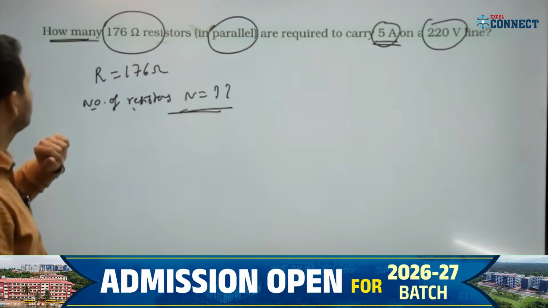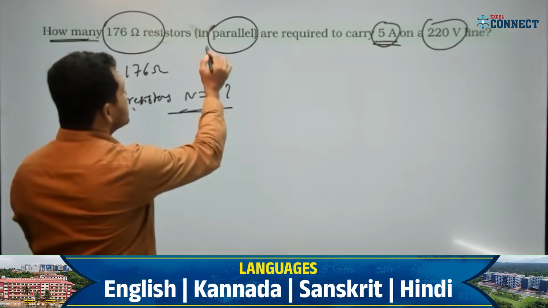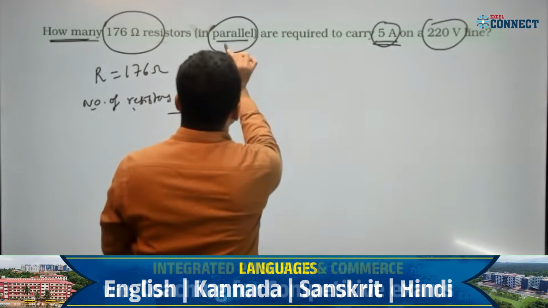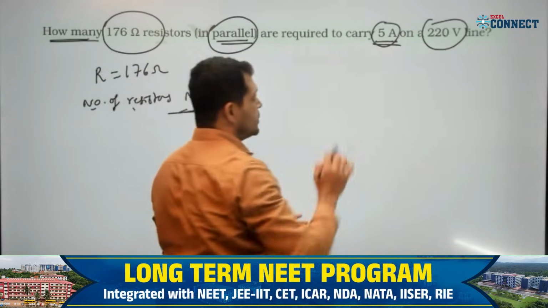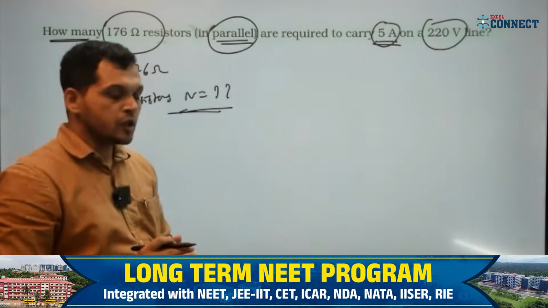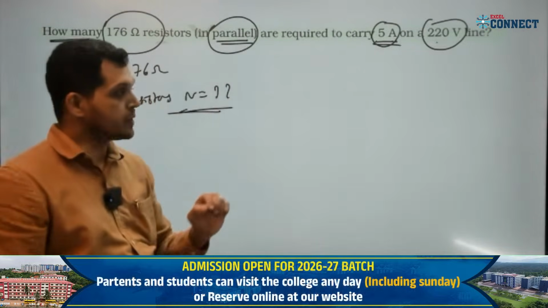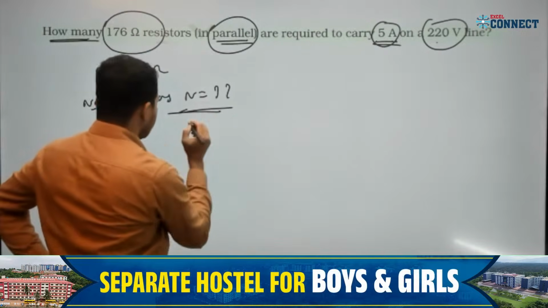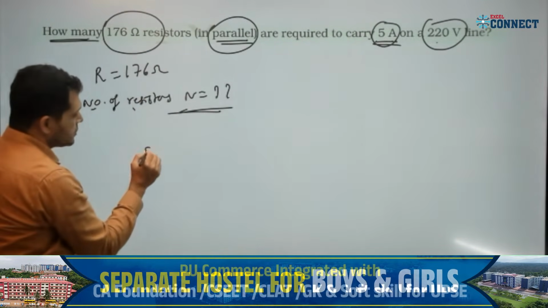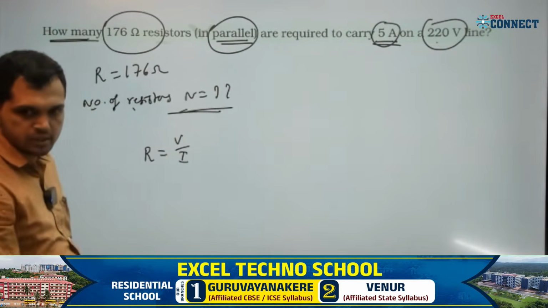Yes. Now how to simplify this? To simplify, you first understand the question. We have to do a parallel combination. Current is given, voltage is given. Now what resistor do we have to connect to get 5 ampere at 220 volts? That I will write first. R equal to V by I. It is the basic Ohm's law equation.